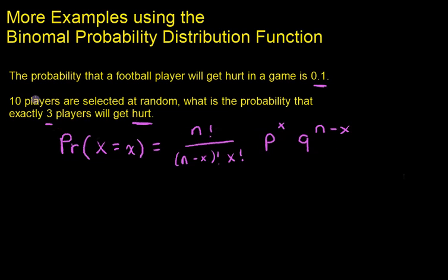For our example, x, the random variable, is the number of players that get hurt out of 10. You should always write your random variable as the number of successes out of n trials. In this case, a success is getting hurt. So x equals the number of players hurt out of 10.